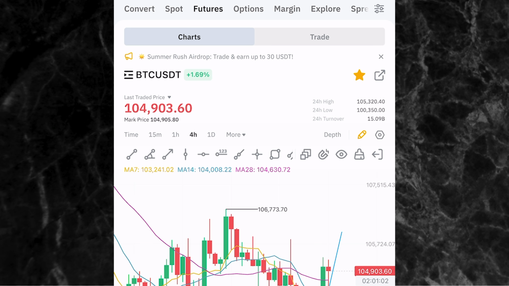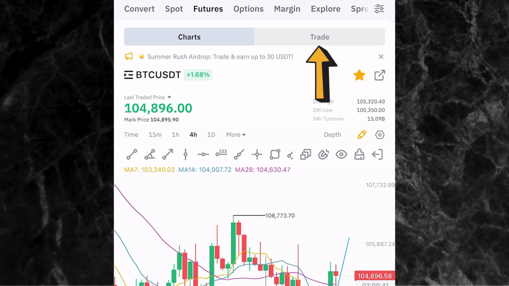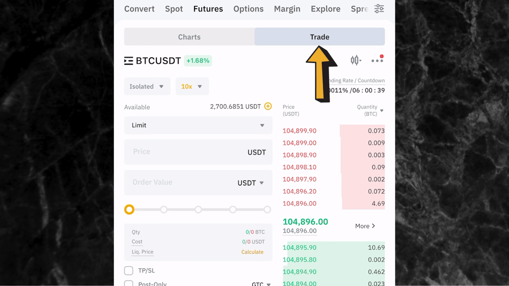So that's everything you need to know about this chart section right here. This part is just showing you the details to help you with your fundamental analysis and your technical analysis for futures trading on Bybit. You can see that Bybit is giving you a lot of resources to help you with your trades. Now let's come here to where you have trade, which is where you actually need to take your trade.